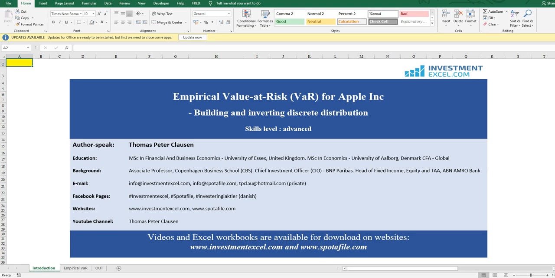I'm representing investmentexcel.com. In this session today, I will show you how to calculate and visualize the empirical measure of the value at risk, VaR. I will particularly show it on Apple Incorporated. I will focus on how to build the measure and how to invert the discrete distribution, which is the outcome of the building blocks in the calculation.